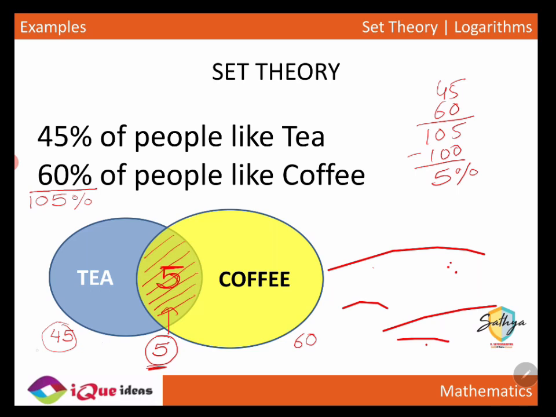So the 45% tea lovers include 5 percent people who love both tea and coffee. That means from 45 we subtract 5. The remaining 40% are people who love only tea but not coffee. Similarly, out of the total 60 percent of coffee lovers, 5 love both tea and coffee. So 60 minus 5, 55 percent of people love only coffee but not tea. So when we add only tea, only coffee, and both tea and coffee, then 40 plus 5, 45, 45 plus 55, we represent all the 100 percent of the people.